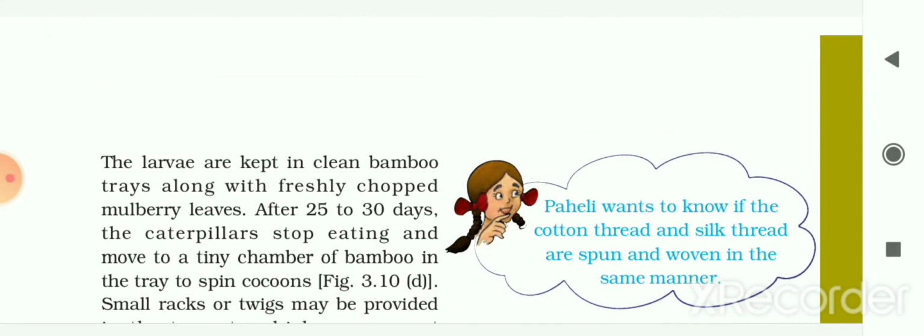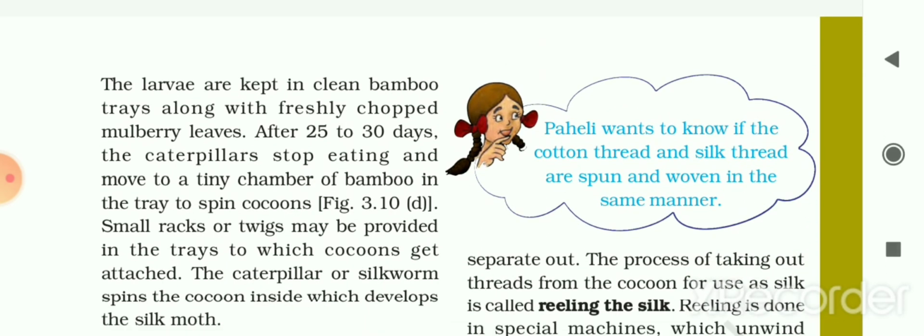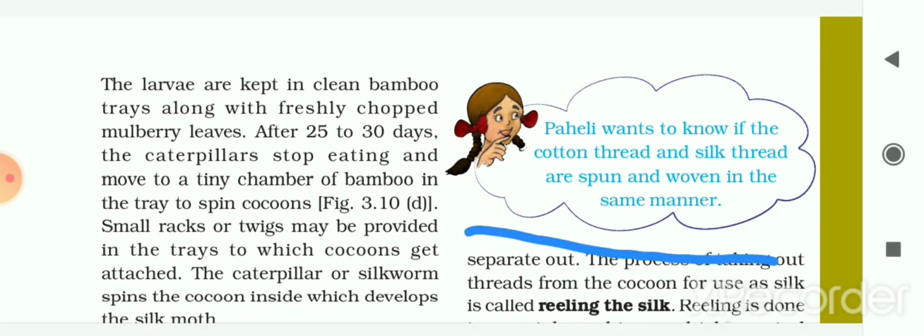Now here Paheli has one question. She wants to know if the cotton thread and silk thread are spun or woven in the same manner. So the basic process of spinning is different in silk and cotton, as the source is also different. That's why the spinning process is different, but the weaving process is the same for cotton and silk thread.